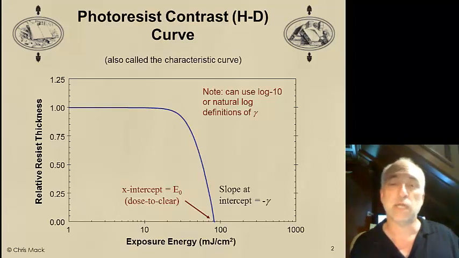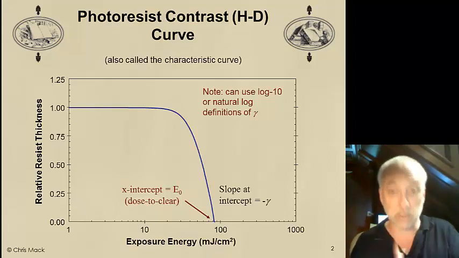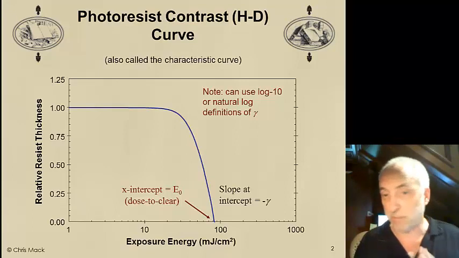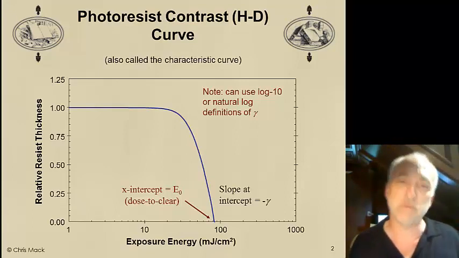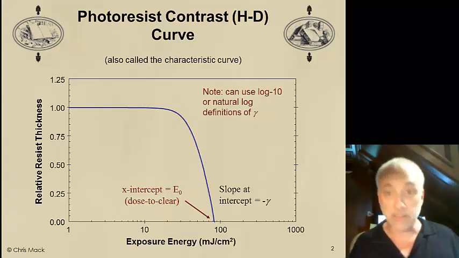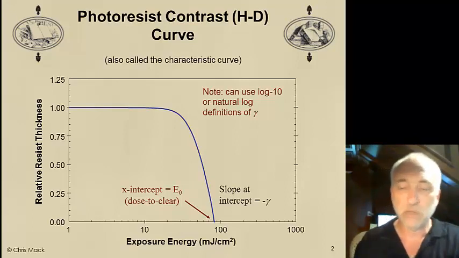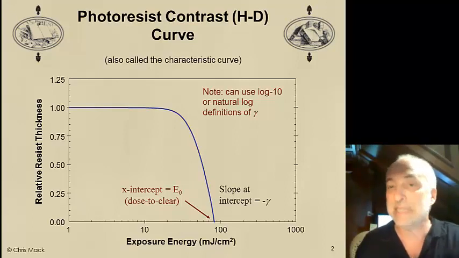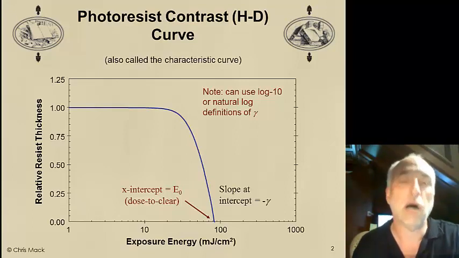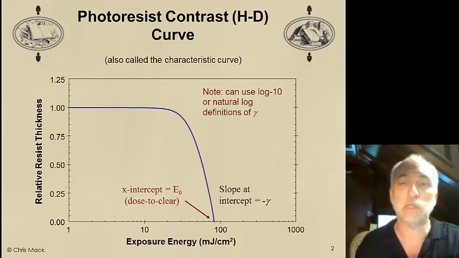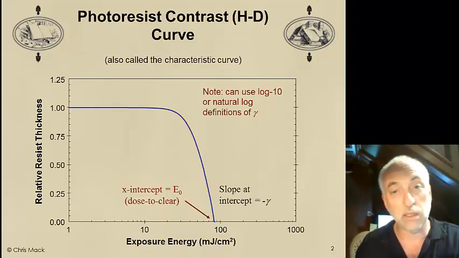Once I reach an exposure energy of E0, all the resist washes away. But below that energy, none of the resist washes away. That's the idea behind this slope. So gamma became associated with the idea of high contrast, or high quality. The idea of high contrast became associated with high quality in the photoresist.